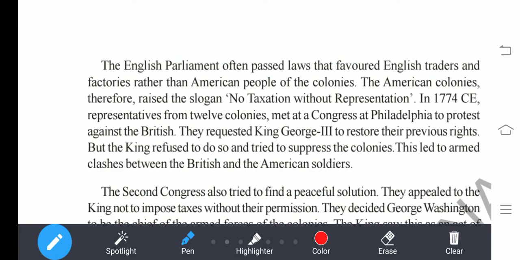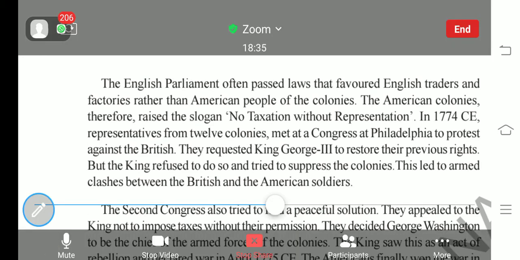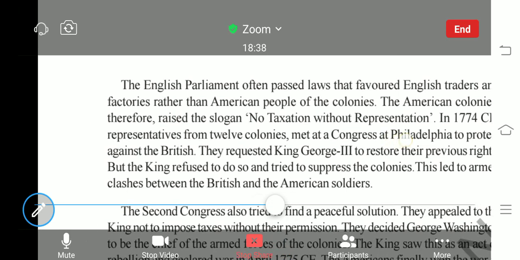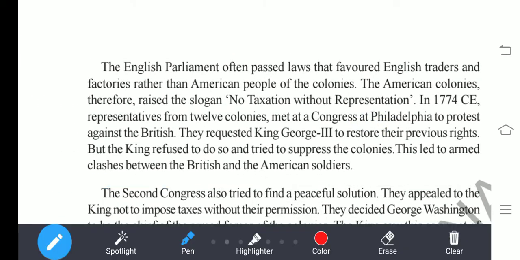In 1774 Common Era, representatives, in the sense leaders of 12 colonies of America, gathered at Philadelphia. At where? Philadelphia. Understand? This is a place. There they conducted a meeting that is called Congress. A group of meeting by the leaders is called Congress.